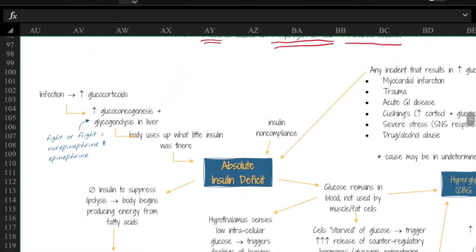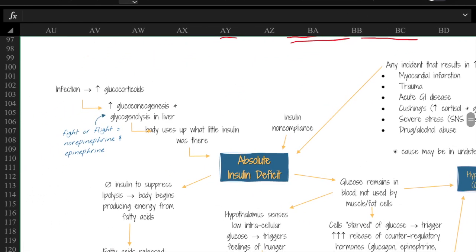So let's talk about what can get a person to a place where they're experiencing an absolute insulin deficiency. One of the main triggers, and the one that I see most often, would be infection. That's because when your body is fighting off an infection, you have a release of glucocorticoids and some of the other counter-regulatory hormones that we talked about before. And we talked about what those counter-regulatory hormones do. They love to build up and hoard the glucose in the blood.